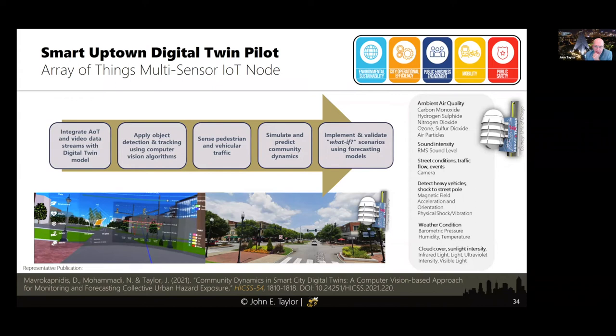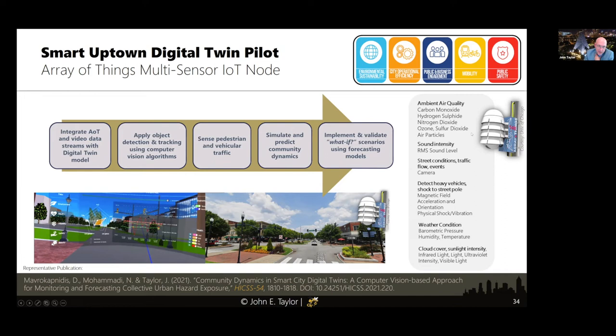We were interested in a sensor that could give good detail on what's happening in the environment, so ambient air quality, and what's happening with the foot traffic in the city. So what are the street conditions? We chose the Array of Things, a multi-sensor node developed by Argonne National Labs and the University of Chicago, which we procured and installed on a couple of the traffic signal posts at a couple of the intersections. Our idea was to integrate the Array of Things data and the video data that we're collecting with a digital twin model of the city.